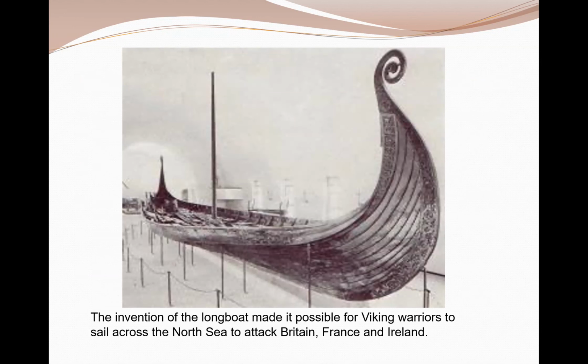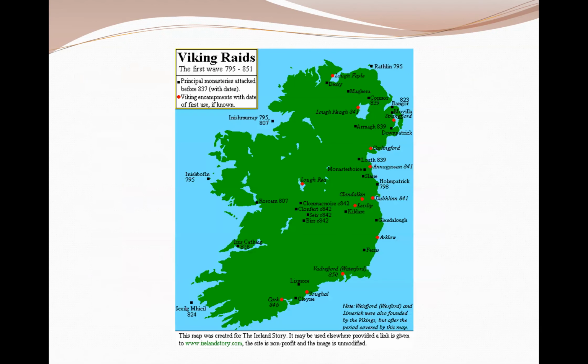Now, the invention of the longboat, and that's an image of the longboat there, made it possible for Viking warriors to sail across the North Sea to attack Britain, France, and Ireland. The first wave of Viking attacks in Ireland was from 795 to 851. This map shows you 2 things. The red dots are the Viking encampments, and the black squares are where the principal monasteries were attacked.